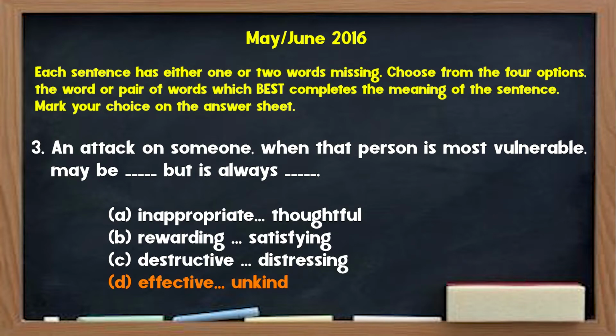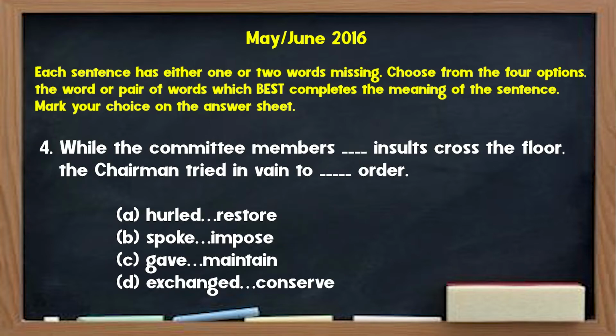Yes, when persons are most vulnerable, our attack might be effective, but this is always unkind. So D is the best option we can use to complete that sentence. Let's move on. While the committee members something insults across the floor, the chairman tried in vain to something order. Sounds chaotic, but let's see the options.